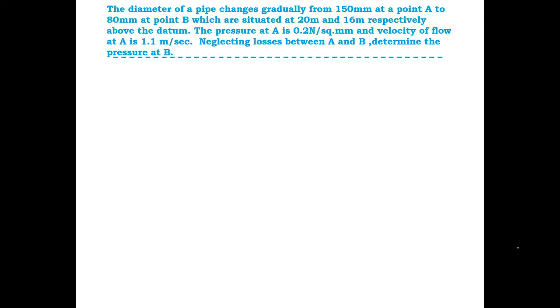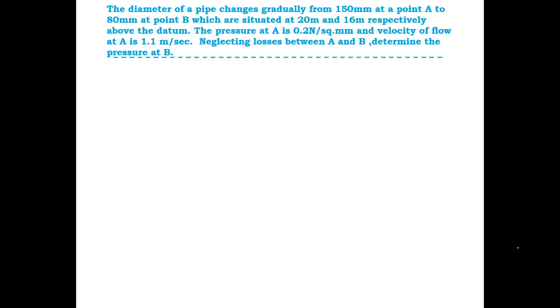The diameter changes to 80 mm at point B. Okay, 150 mm at point A, 80 mm at point B, which are situated at 20 meters and 16 meters respectively. Here he mentioned the datum head. At point 1 it is 20 meters, at point 2 it is 16 meters. With reference to the datum, the height of the pipe is 20 meters at the first point and 16 meters at the second point. So Z1 equal to 20, Z2 equal to 16 meters, respectively above the datum.